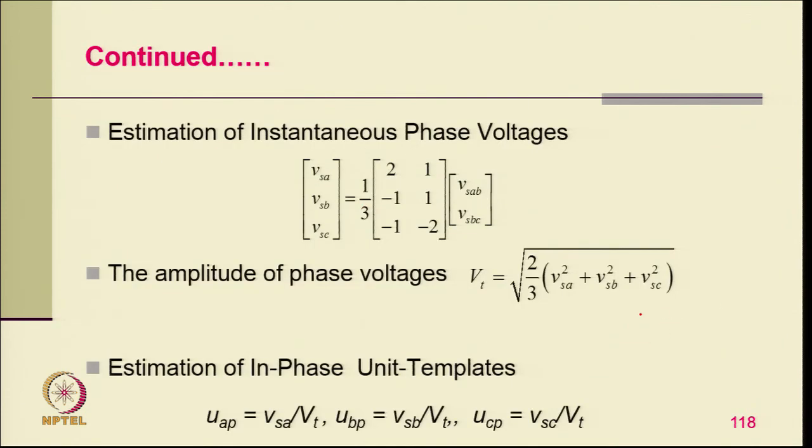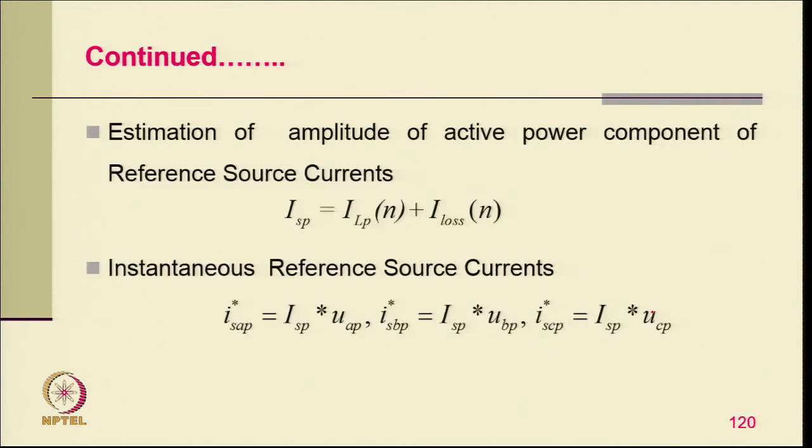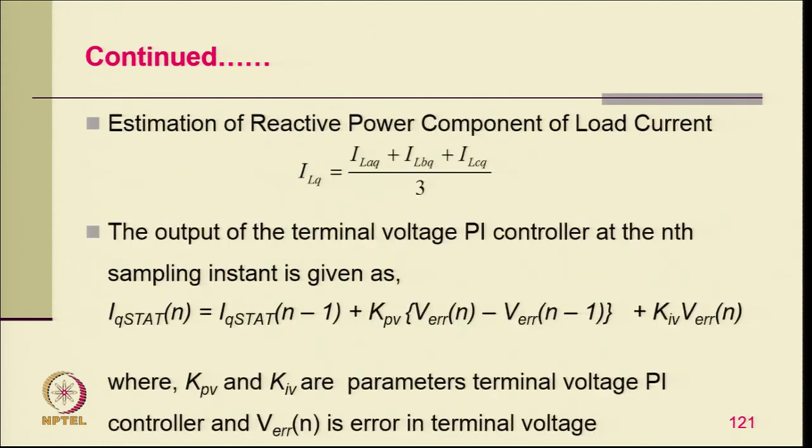So, this is the algorithm. We sense the 2 line voltages, calculate the 3 phase voltages, and calculate the amplitude and template of the voltage. Then we extract the fundamental active component of current, and the DC link voltage is regulated using a PI controller. This gives the total amplitude of the active component that has to flow into the generator, and we get the in-phase component of the generator current by multiplying this amplitude by the template.